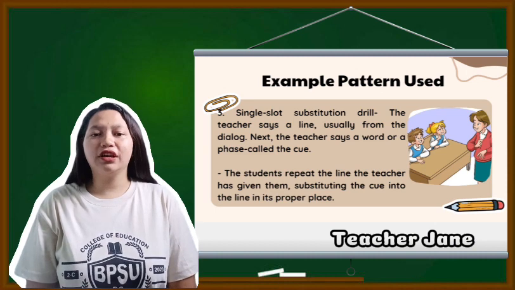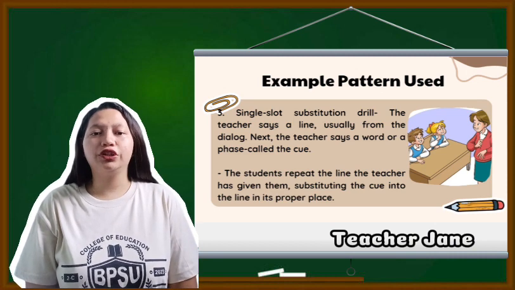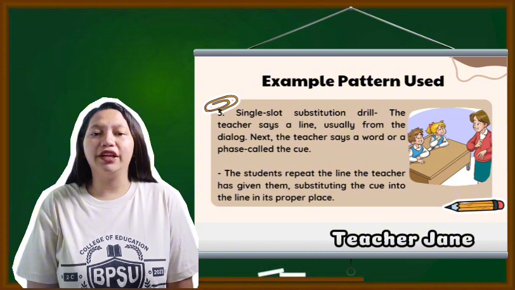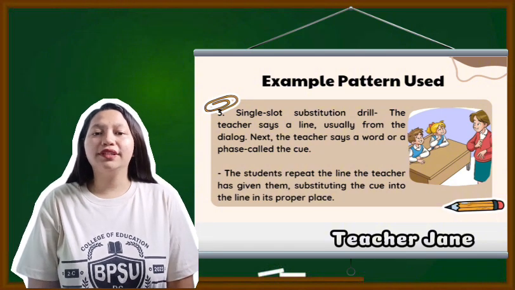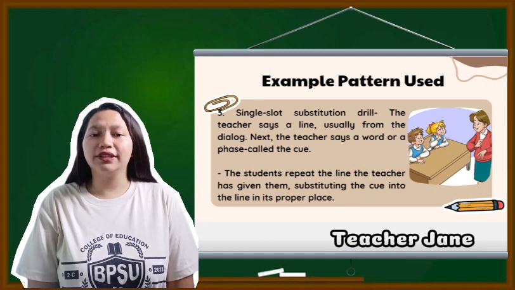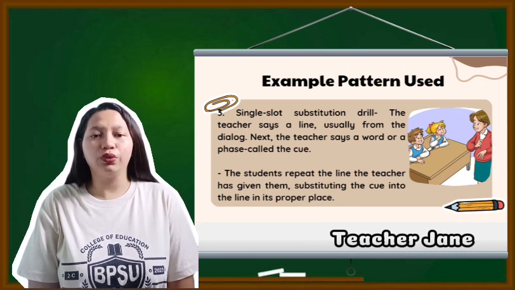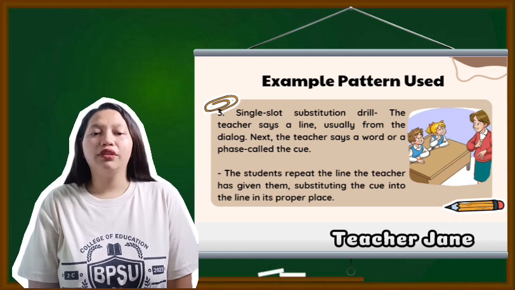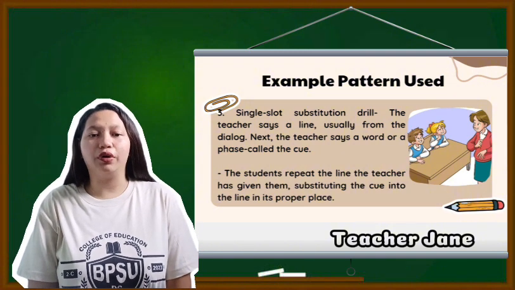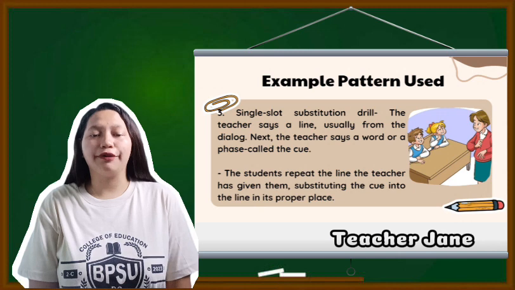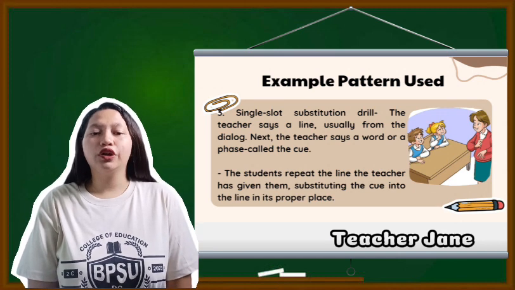Three, single slot substitution drill. The teacher says a line, usually from the dialogue. Next, the teacher says a word or a phrase called the cue. The students repeat the line the teacher has given them, substituting the cue into the line in its proper place. Example, teacher: the cat is under the table. Student: the cat is under the table. Teacher: chair. Student: the cat is under the chair. Teacher: dog. Student: the dog is under the chair.